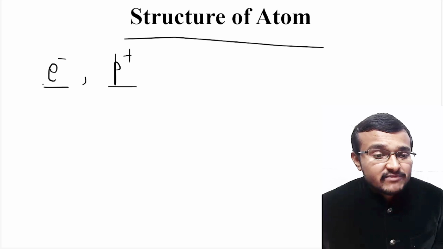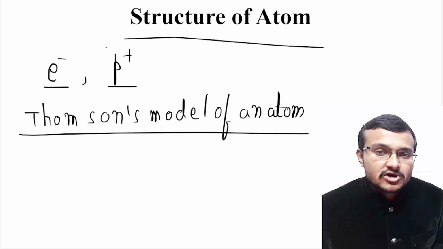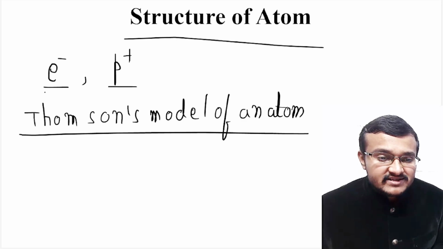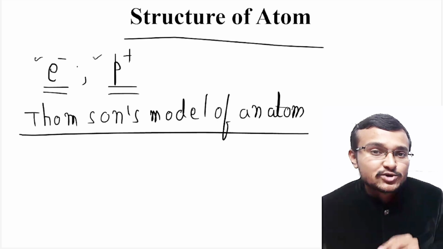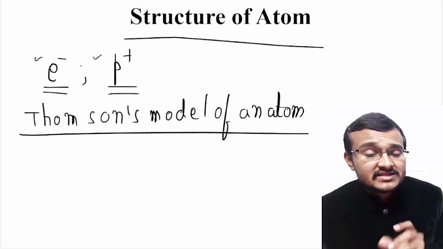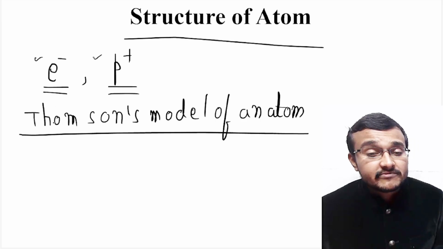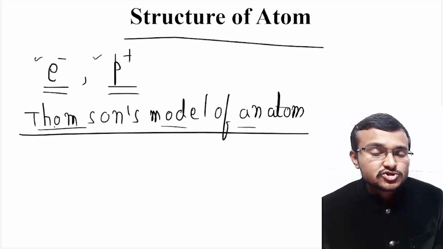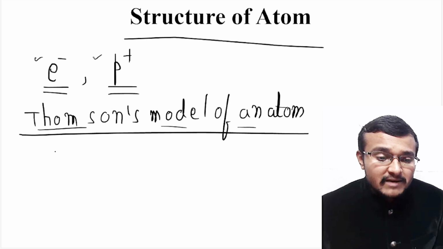So the first model which came up was Thomson's model of an atom. According to Dalton's atomic theory, we actually learned that atoms are indivisible. But after discovering subatomic particles like electrons and protons, it led to the failure of Dalton's atomic theory to explain about atoms. There were various atomic models developed, and the first model was developed by J.J. Thomson, and this particular model is known as Thomson's model of an atom. So Thomson, to explain the structure of atom, came up with a model called plum pudding model.